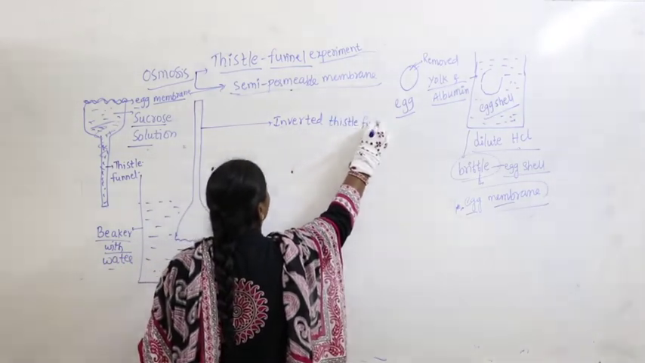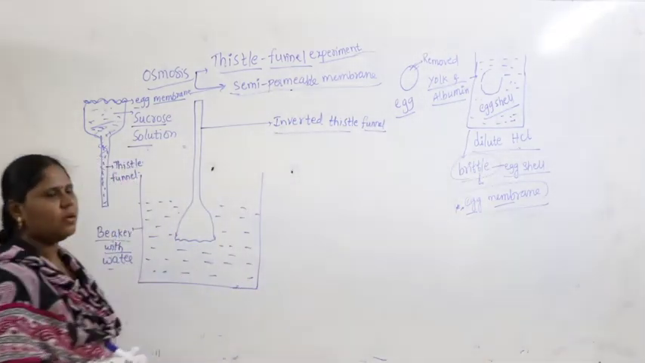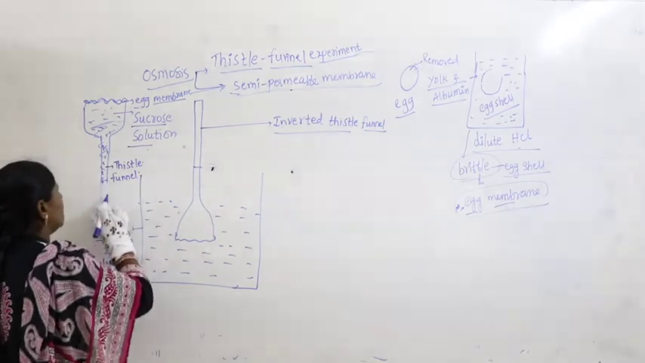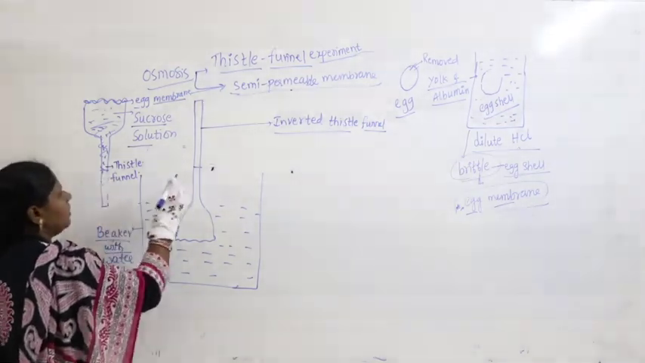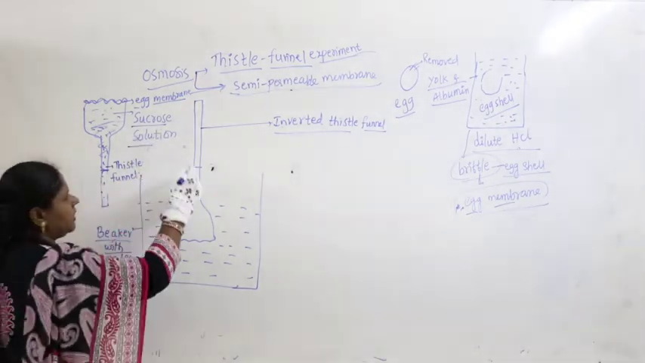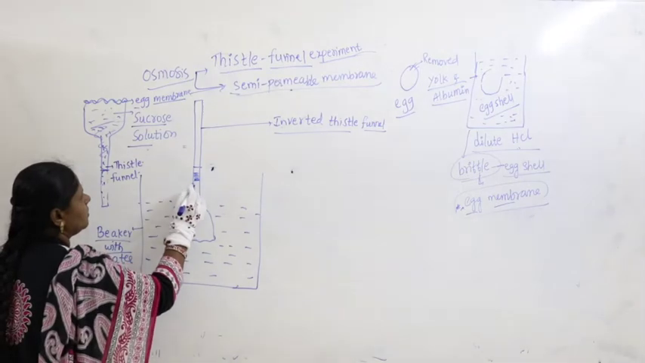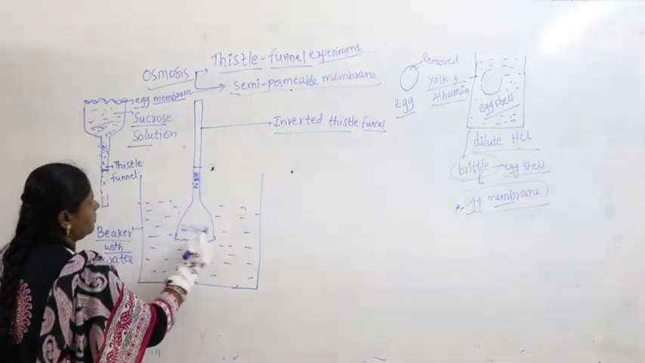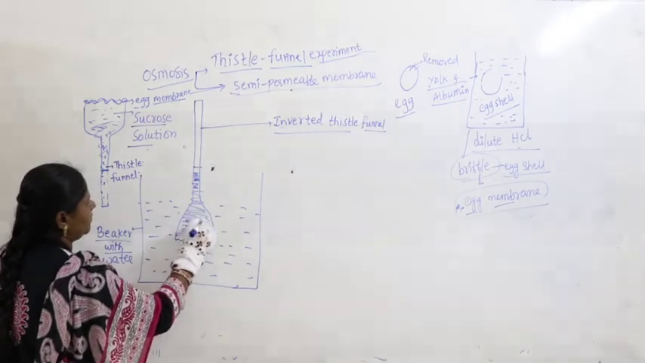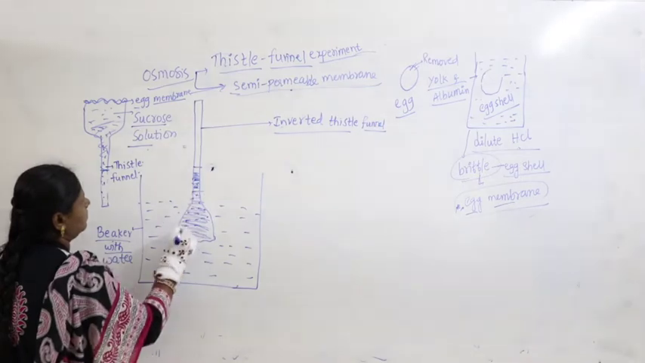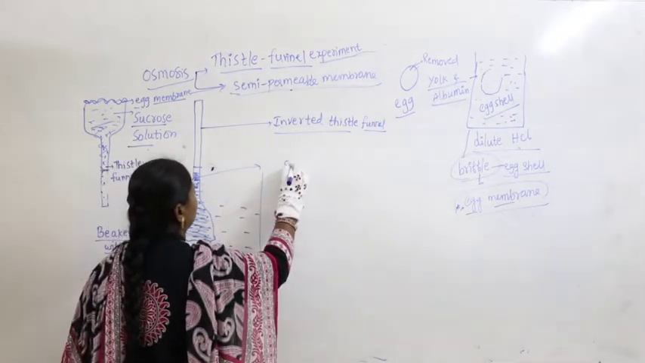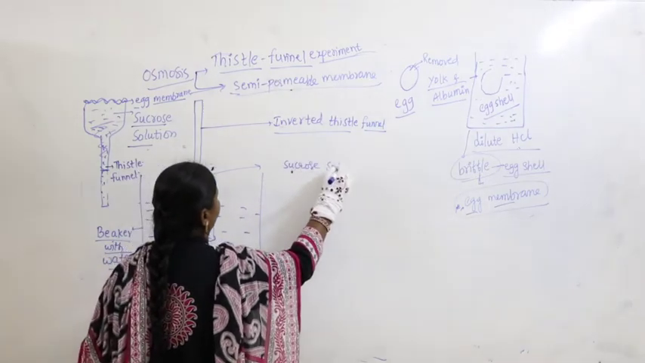What you find here is a Thistle funnel, right? Here a sucrose solution is taken till here. Then the sucrose solution will come down like this after inverting it, yes or no? So here you can take the sucrose solution. This is nothing but sucrose solution.